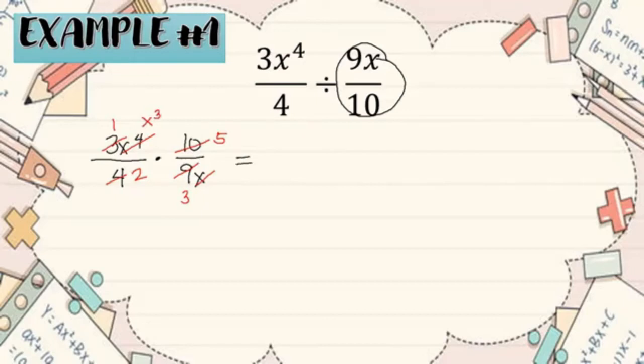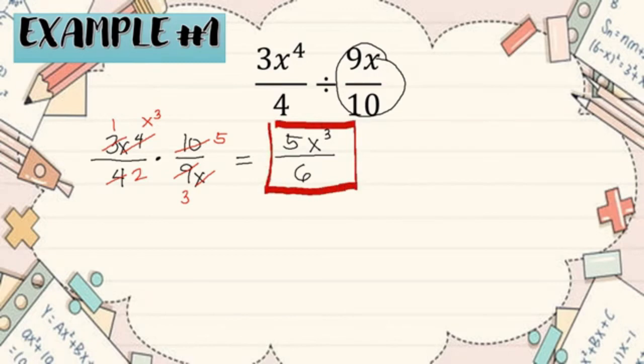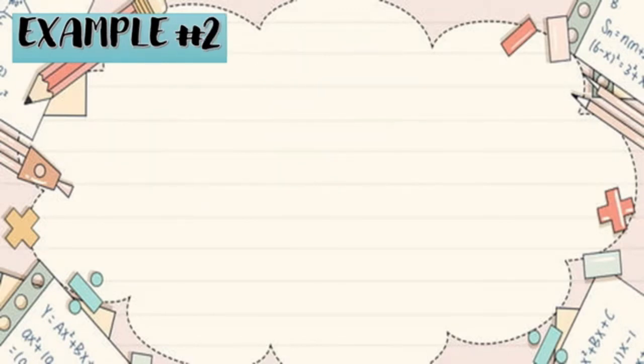Now we could simplify further. What are the terms remaining in this expression? So 1 times 5, it's 5x cubed over 2 times 3, it is 6. So your final answer is 5x cubed over 6. Now let's proceed to the second example.